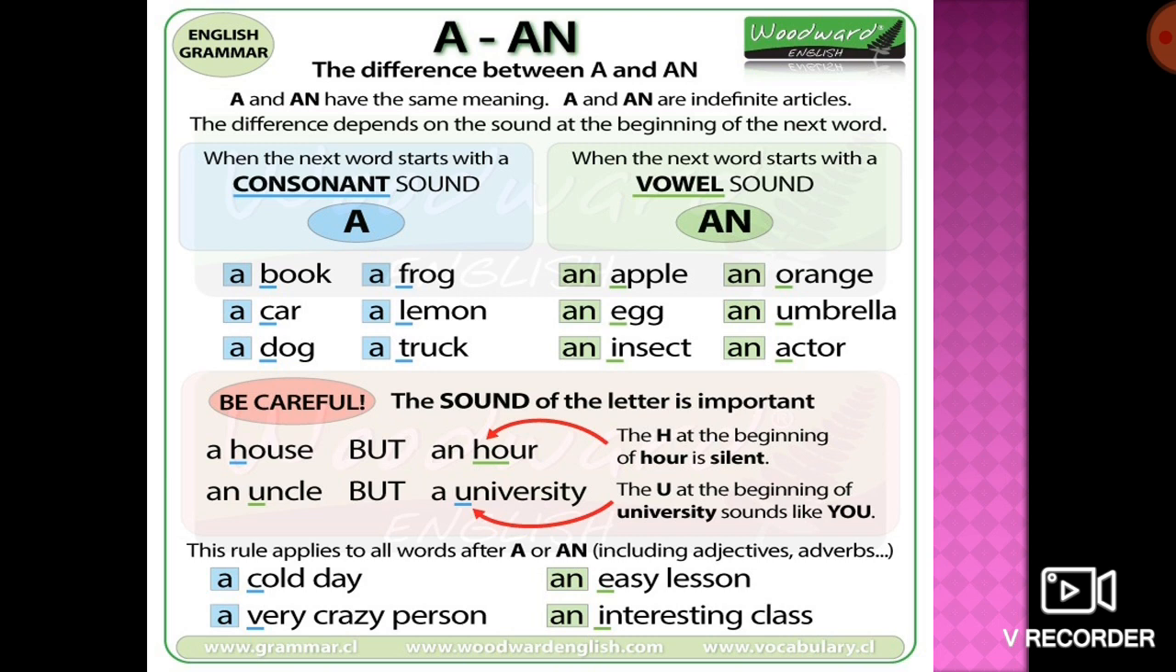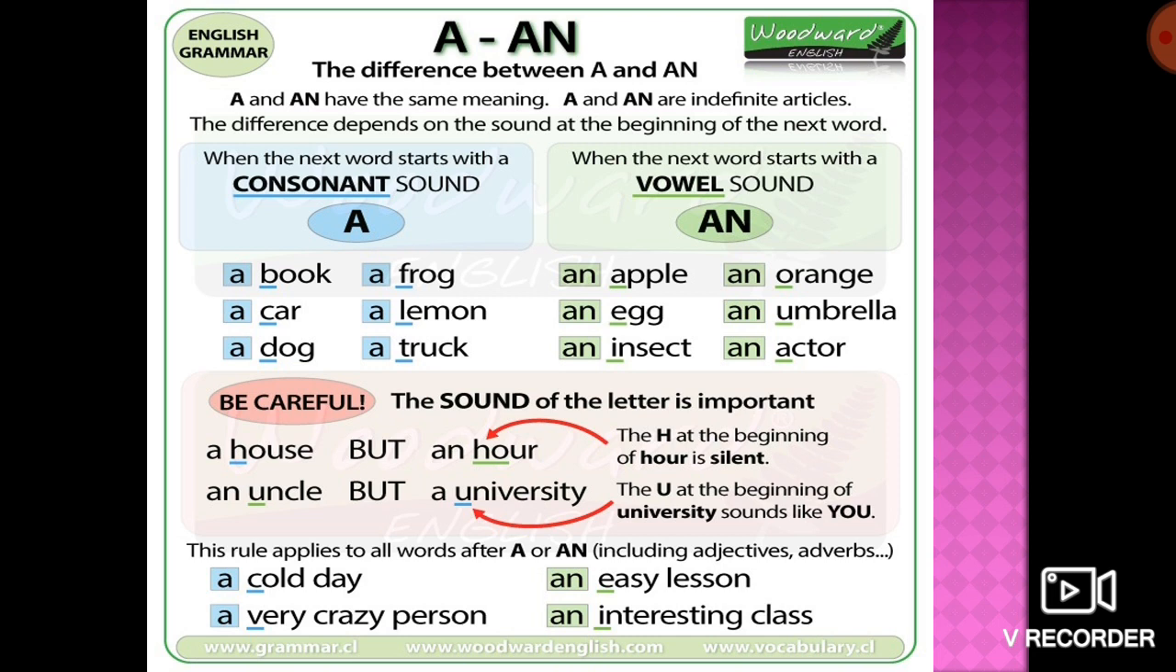You can see book starts with B, car with C, dog with D, frog with F, lemon with L, and truck with T. And all these words start with consonant sound. And which are the consonant sounds? B, C, D, F, L, T. All these are consonant sounds. Therefore, here a is used.